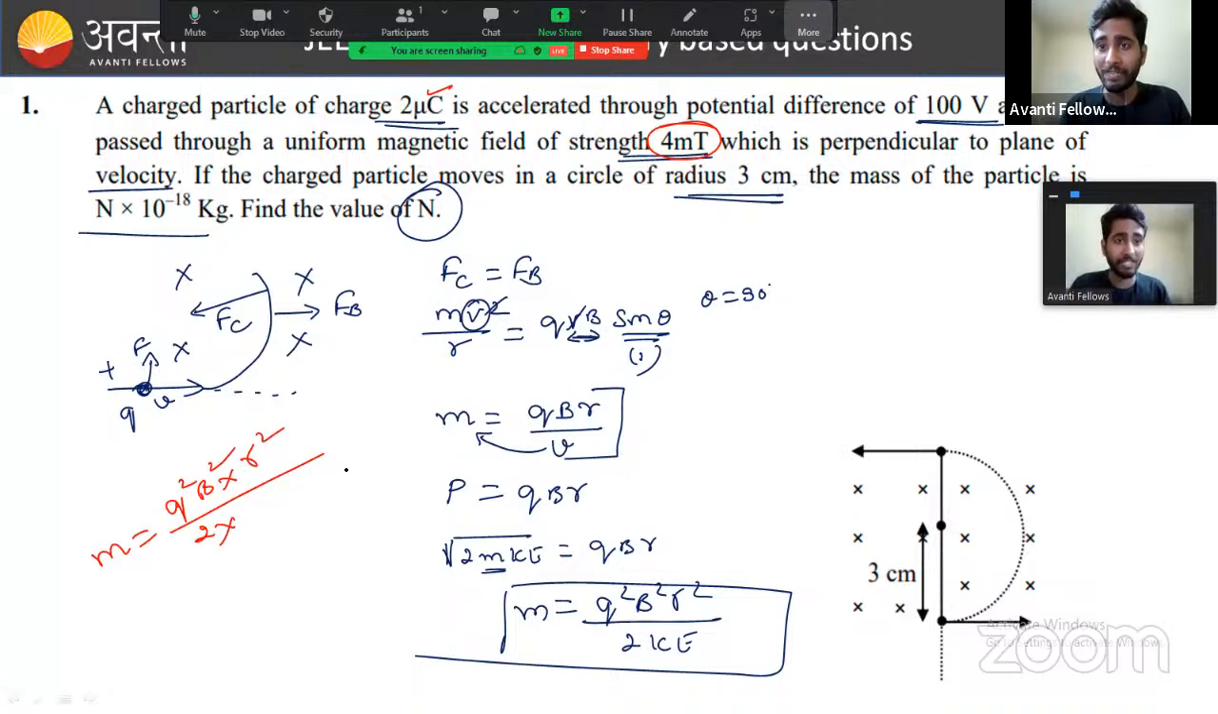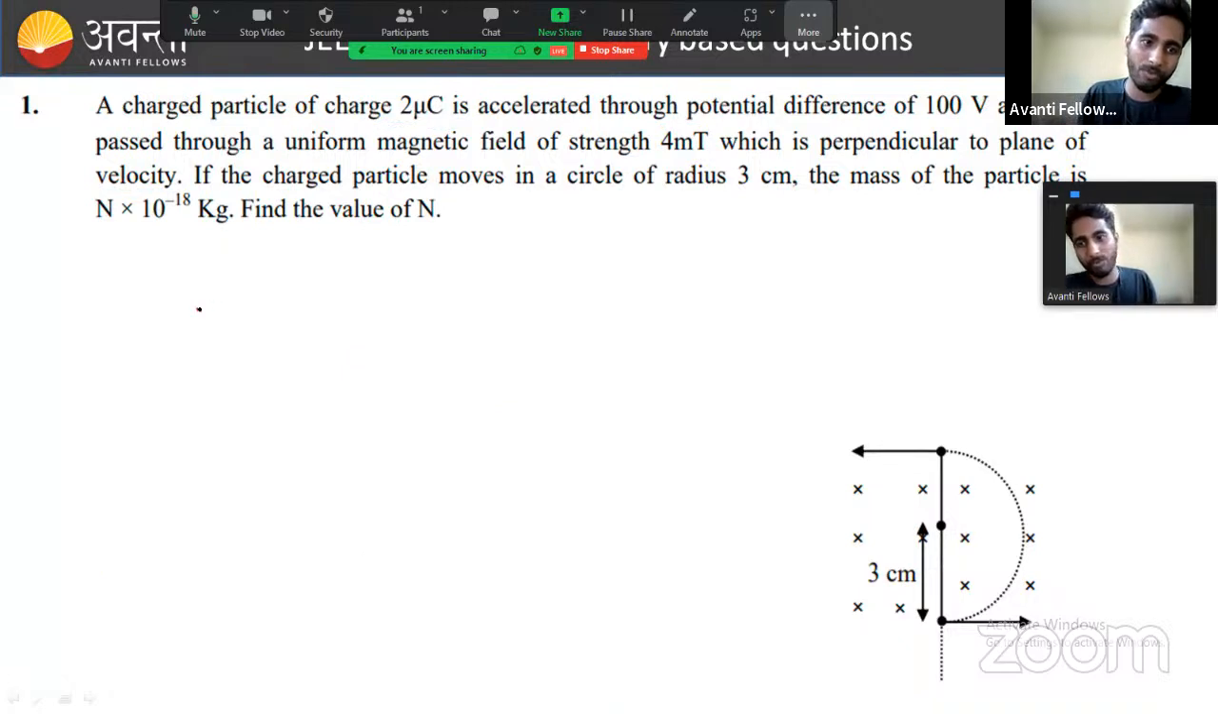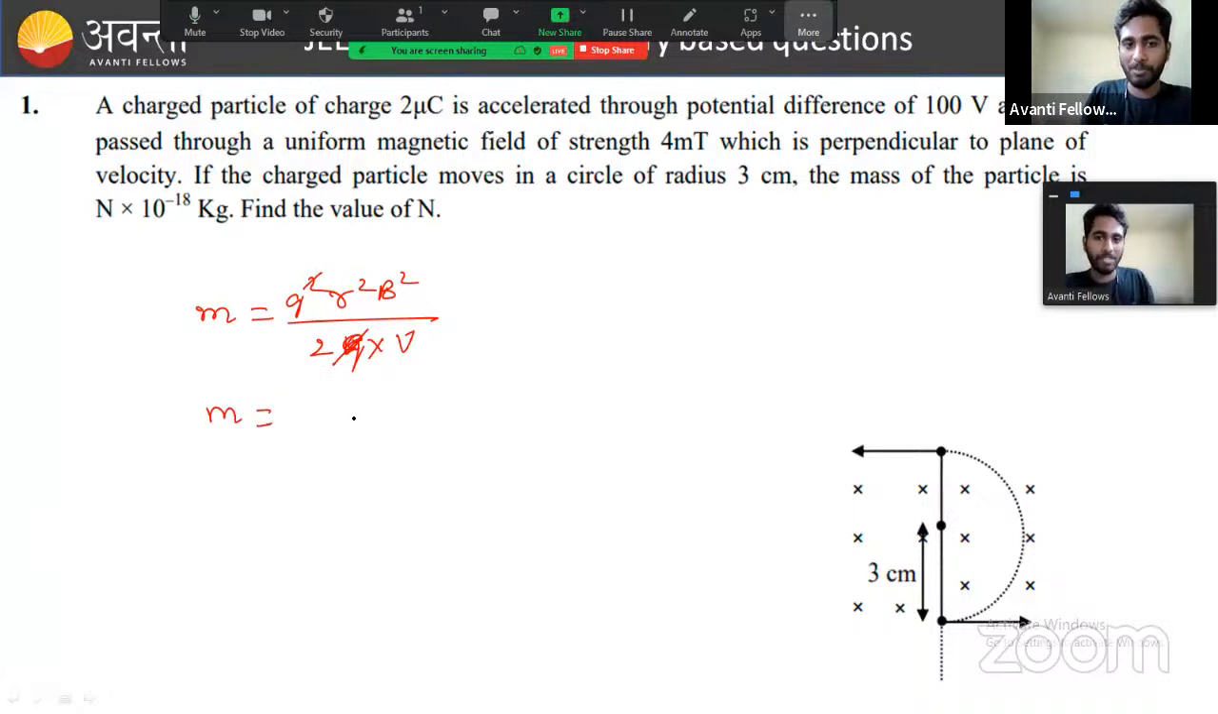Kinetic energy, we can write as charge into potential, Q into V. Potential also they have given, 100 volt. Substitute all the values which they have given here. Then the value we obtain for mass is R squared B squared Q squared divided by 2 times the charge into potential. One charge cancels. Hence, substitute the m value here.